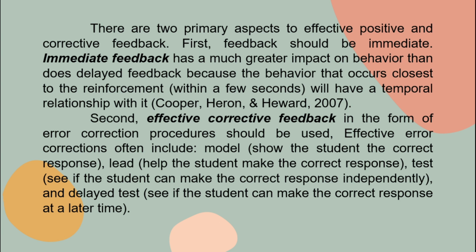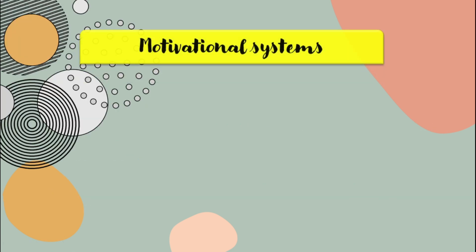Now, effective error correction avoids negativity. For example, phrases are, no, that's incorrect, you're guessing, you can do better than that, and you're not trying hard enough. Let's avoid these phrases. Now, teachers are encouraged to praise students for their effort and correct responses so that positive behaviors are more likely to occur in the classroom. Let's now proceed with motivational systems.